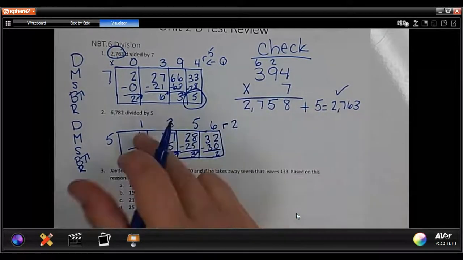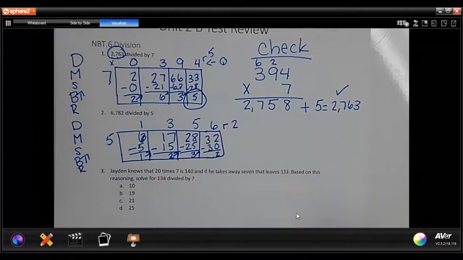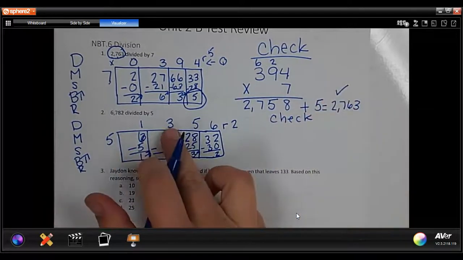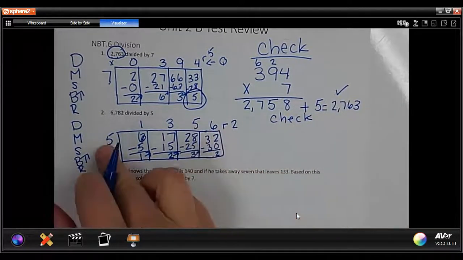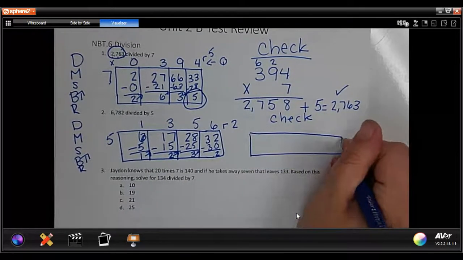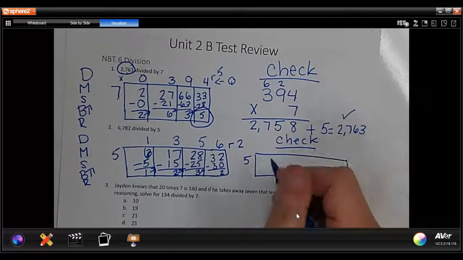So my answer for this was 1,356, remainder of 2. In order to check it, I'm going to multiply 1,356 by 5 and then add 2. So this time I will use the area model. So I will put my 5 on the outside.